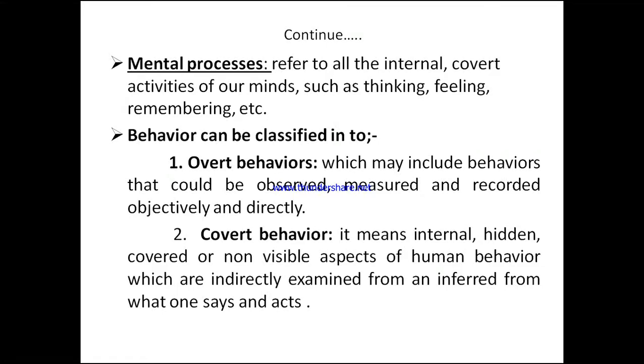Basically, behavior can be classified into two types. The first one is overt behavior, the other one is covert behavior. Overt behavior includes behaviors that can be observed, measured and recorded. So the observable type of behavior is called overt behavior. The other type of behavior is covert behavior. Human beings have both types of behavior.